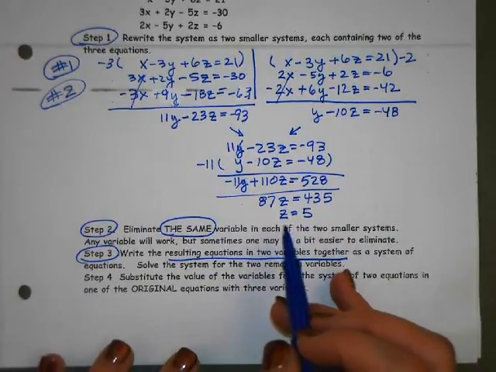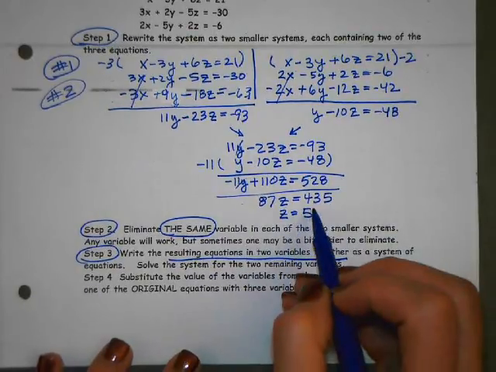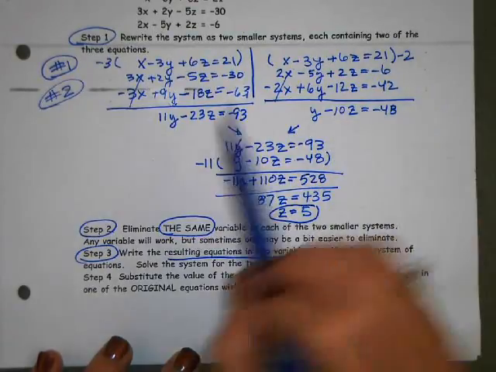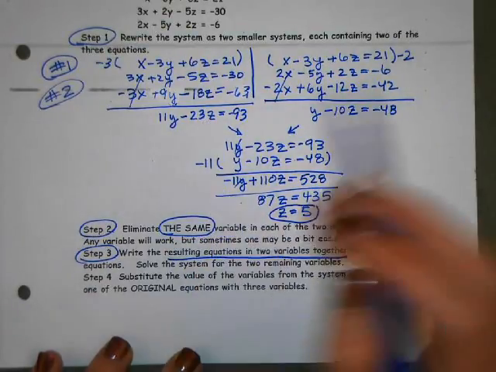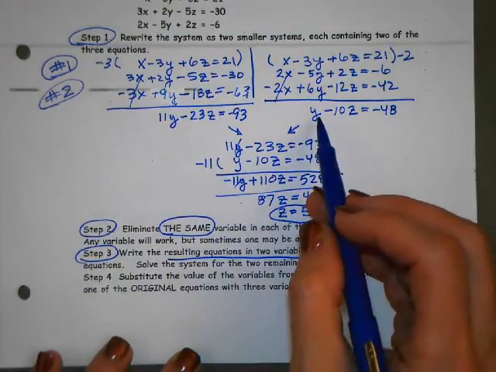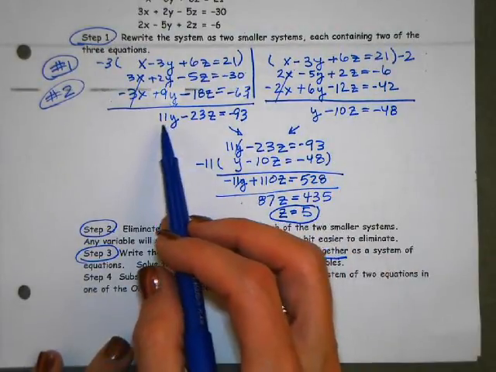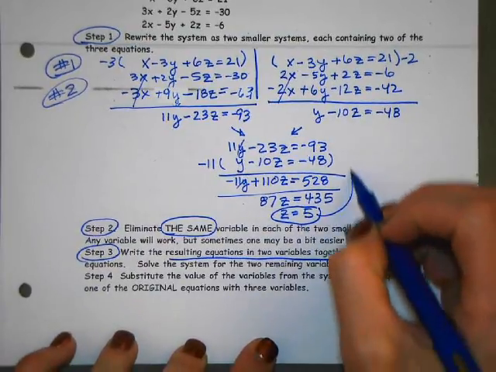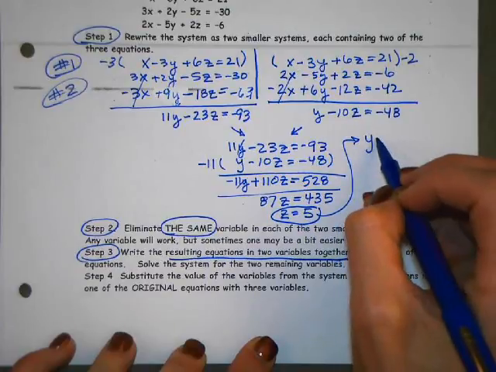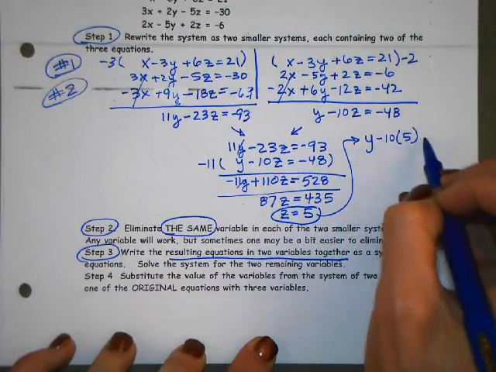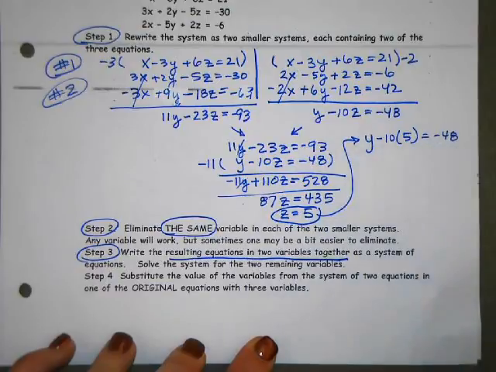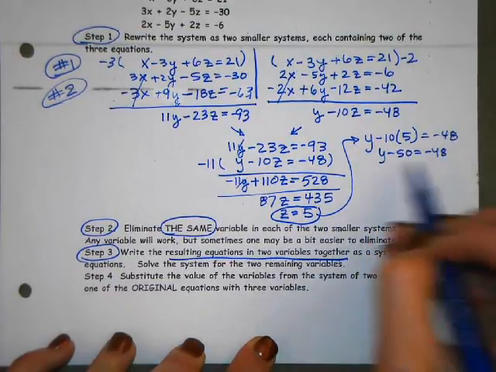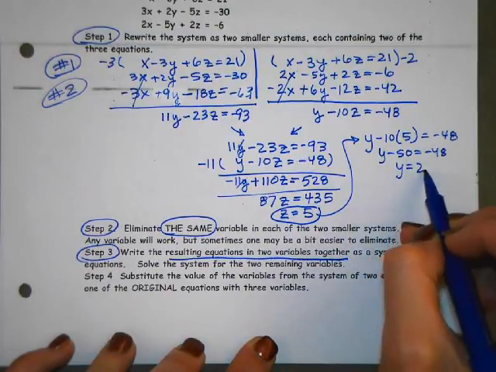Okay? So now I have a value for a variable that I know of. So all I need to do is take this value here and plug it into one of the two equations that I only have the two variables of. So now I take this and I can put it into either the y minus 10z or the 11y minus 23z. So I think I'll do this one right here. So I'm going to plug this into this one. So y minus 10 times 5 equals negative 48. So that's y minus 50 equals negative 48. You add 50, y will equal 2.